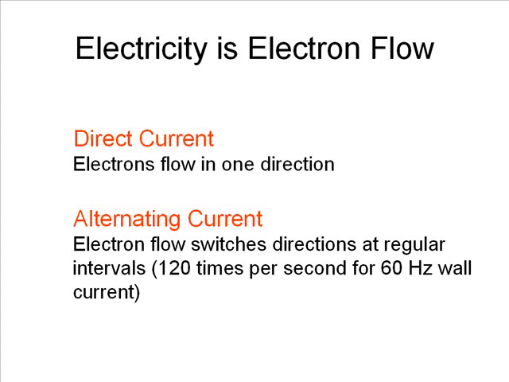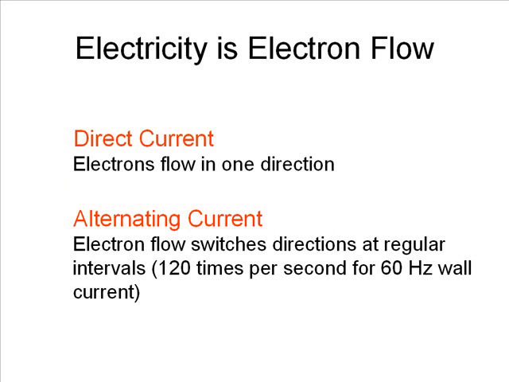So remembering that electricity is electron flow, when the electrons flow in only one direction, that's direct current. But the current that we get from the wall, the mains, switches direction at regular intervals, 120 times per second for 60 hertz wall current, which undergoes 60 cycles per second.